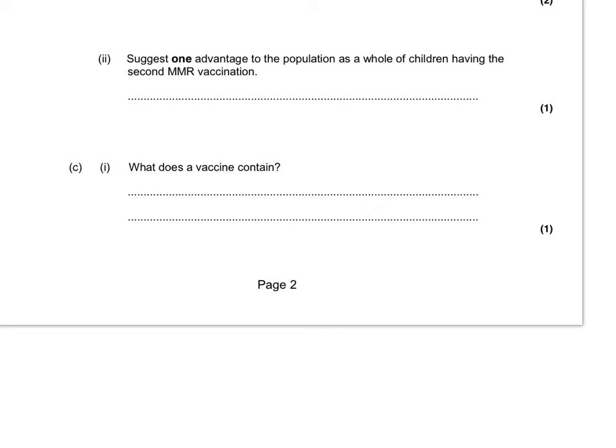The key to this next question is the fact that you have to name one advantage to the whole population. And the advantage would be the idea of there being less chance of the disease spreading. And finally, for this page, what does a vaccine contain? Again, this is a factual recall question, and it contains a dead or weakened pathogen.